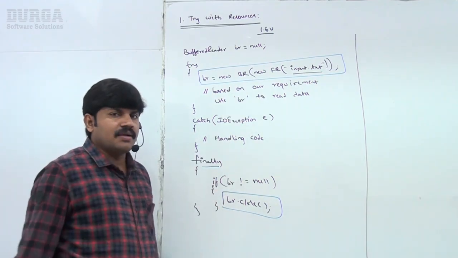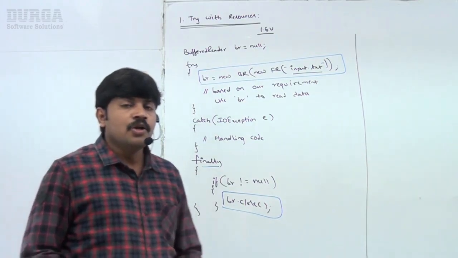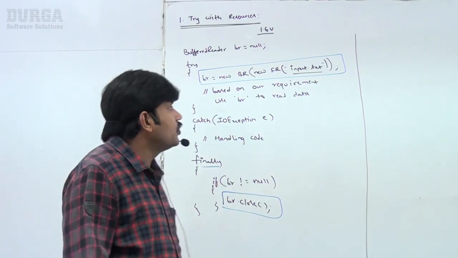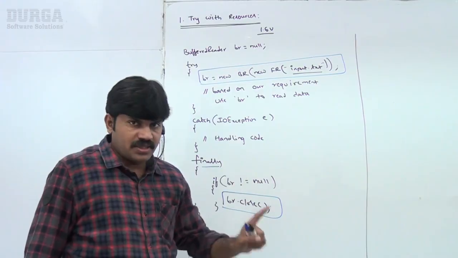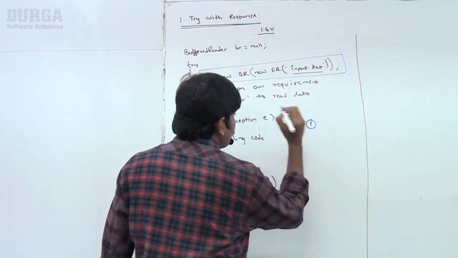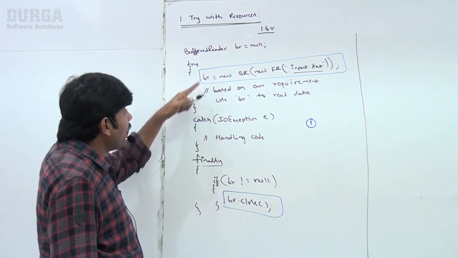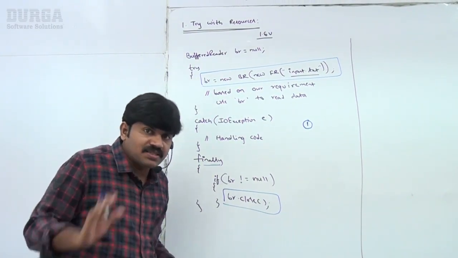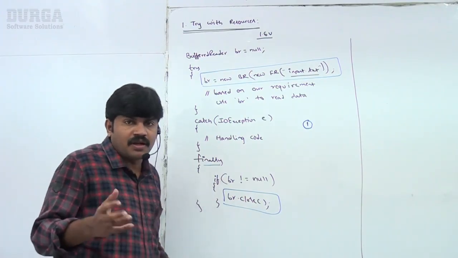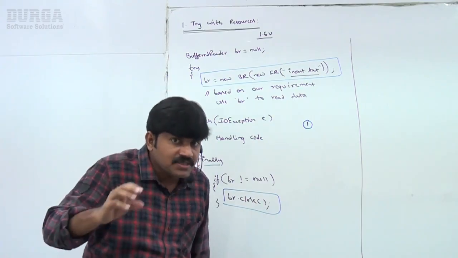But I can tell there are two problems in this approach. To overcome these problems we should go for try with resources. Problem number one: whatever resources we open in the try block, we compulsorily have to close inside the finally block. If you don't close them, a resource may be wasted or blocked. Compulsorily we need to close.